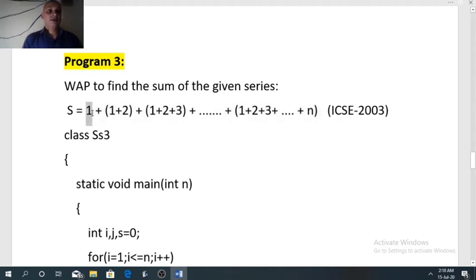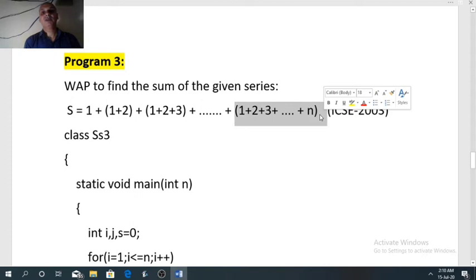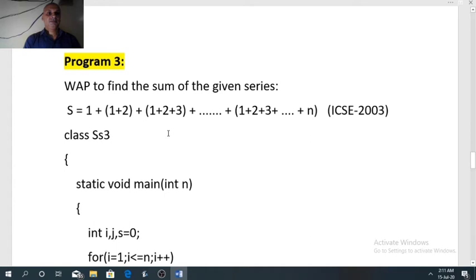When I is 1, we will get first term 1. When I is 2, we will get second term, which is a combination of two terms. When I is 3, we will get third term of the series, which is a combination of three terms, 1, 2 and 3. And when I is n, we will get last term of the series, which is a combination of n terms. Now see the program.